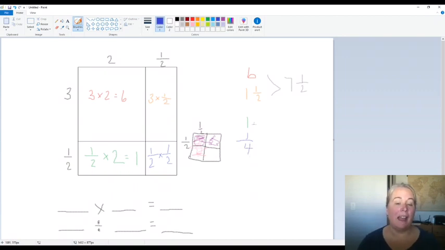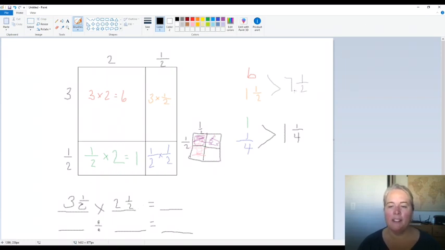And we know that 1 plus 1/4 gives me 1 and 1/4. Then I need to add this partial product and this partial product to get my total answer. So I could look at it as 3.5, oops, that's a 2 times 2.5. And now we're going to find out what the product, or the answer to that equation, is.